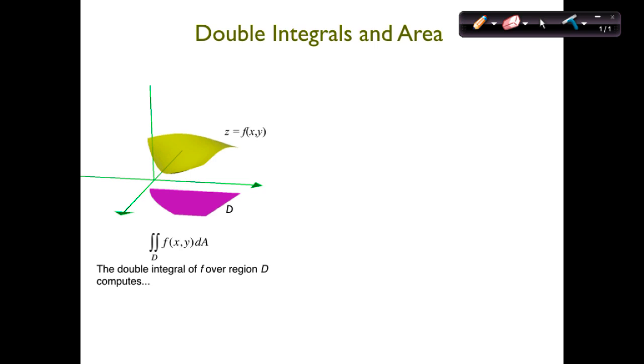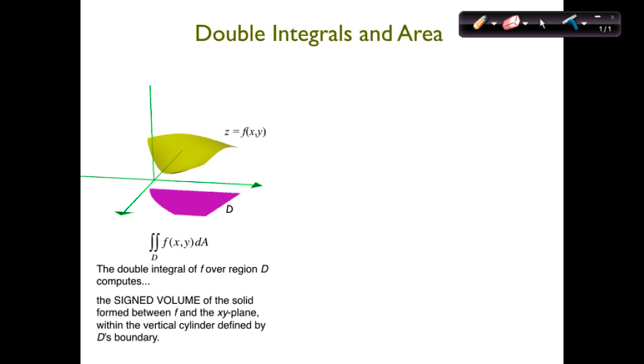Because f would be negative, right? So whenever f is negative, those points of D are going to have a negative contribution to the overall double integral. So you're going to get a difference of volumes: all the ones above minus all the ones that end up below the xy plane.